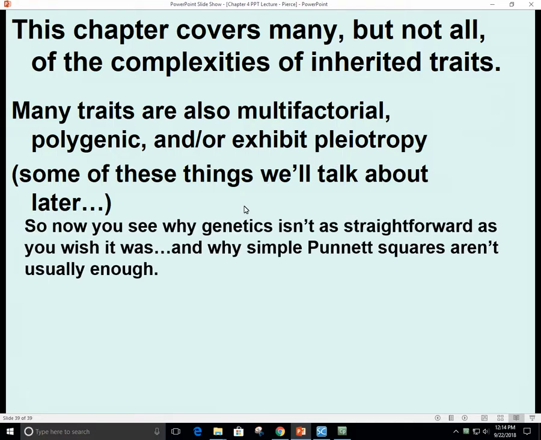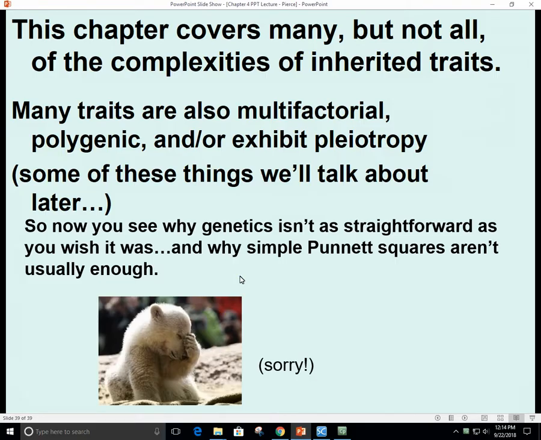But genetics isn't just so straightforward. Chapter 4 really explains why Punnett squares just don't solve everything or predict everything, and therefore genetics is not as simple as you may have wished. And so, sorry.